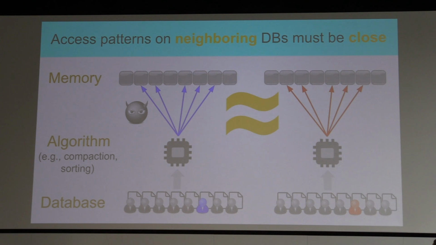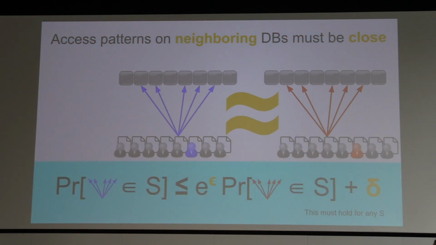So to complete the definition, I have to explain what I mean by close in distribution. And this is defined in the same way as in differential privacy. In this equation, basically, we want to say, look at these two probabilities. The probability that the blue access patterns land in the set S versus the probability that the red access patterns land in any set S. And now these two probabilities can differ by, at most, a multiplicative e to the epsilon factor, but we also allow additive delta difference. Yes, Adam?